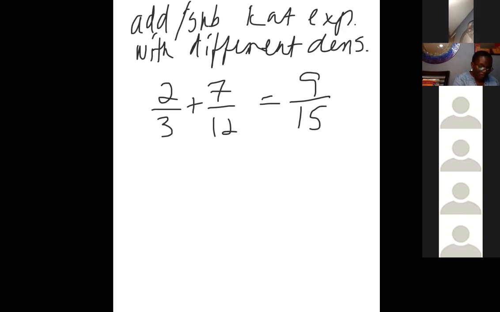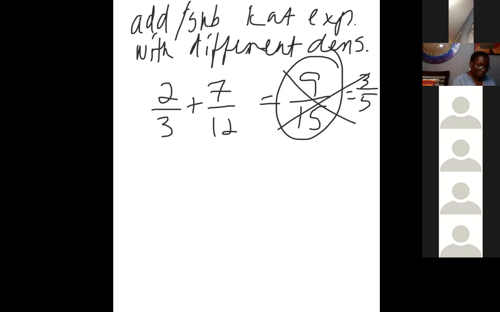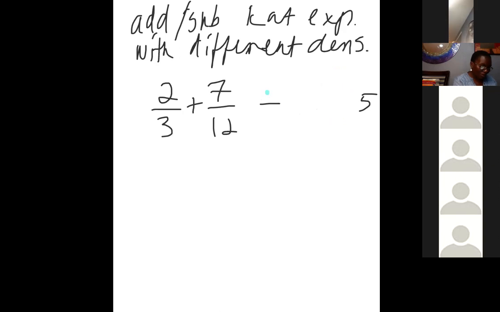If you tell me the answer is 9/15, guys, that is just a little bit more than half, okay? If you were to simplify this, you would get 3/5. So that would be 0.6. How can 0.6 be more than 1? That wouldn't make sense, okay? So where you just add 2 plus 7, 3 plus 12, no, don't do that. That's not how you add two fractions with different denominators.